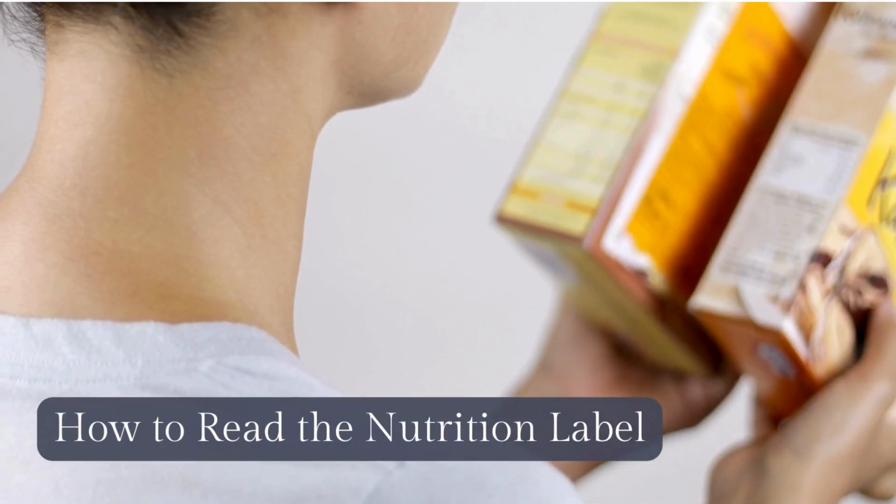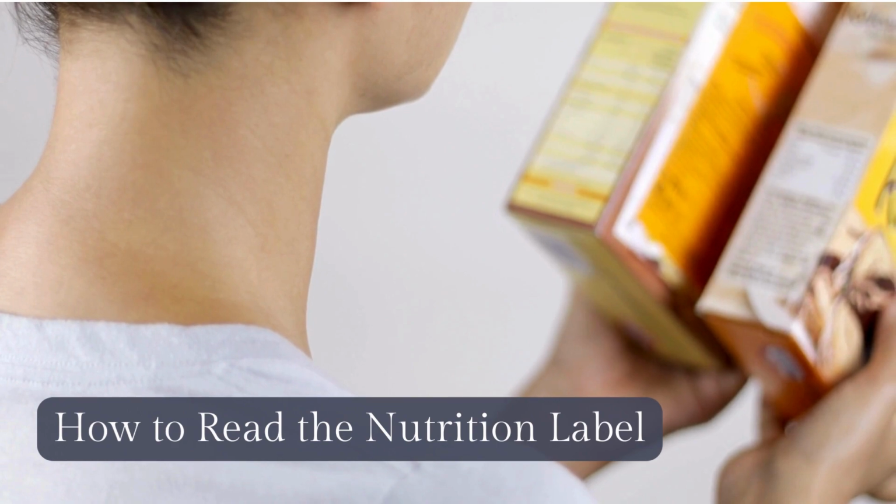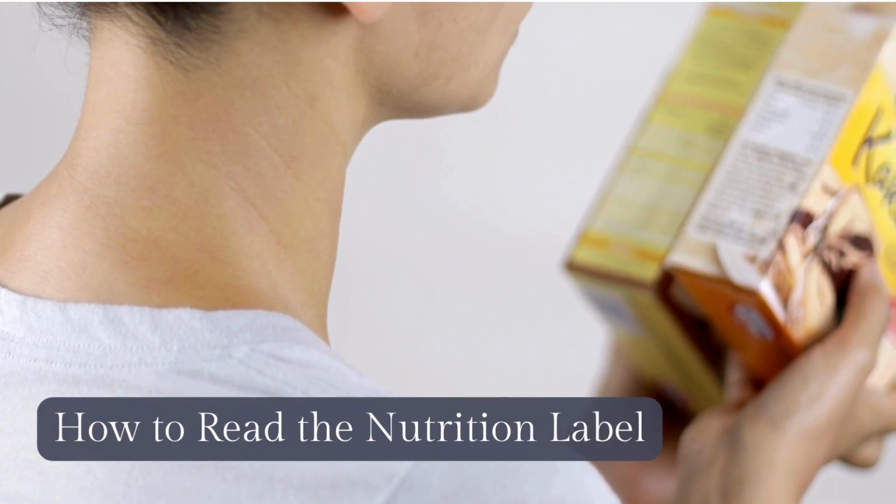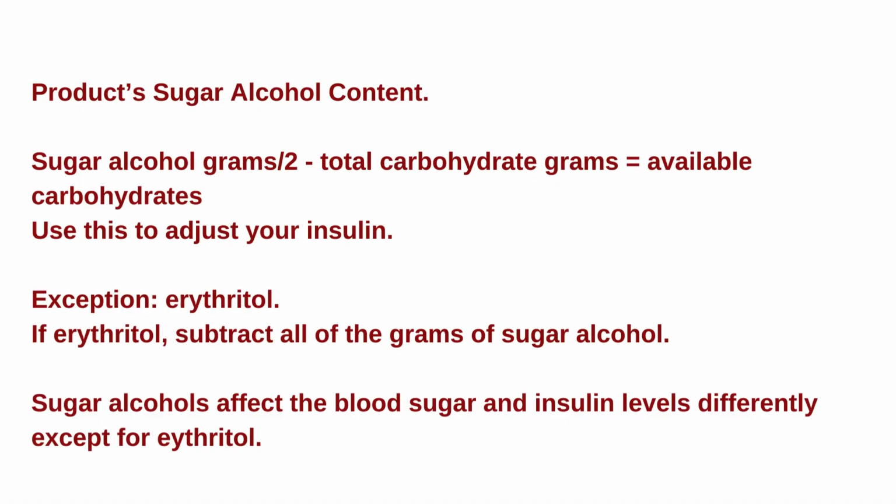How to read the nutrition label. The best way to approach this is to read the nutrition label. Some things you want to look out for are the product's sugar alcohol content. Subtract half of the grams of sugar alcohols from the total carbohydrate grams, and consider these as available carbohydrates that you must consider to adjust your insulin. The only exception is the sugar erythritol. If that is the only sugar alcohol mentioned in the ingredient list, you can subtract all of the grams of sugar alcohol. This is because sugar alcohols can affect the blood sugar and insulin levels differently. In other words, except for erythritol, all other sugar alcohols can raise blood sugar and insulin to varying extent.